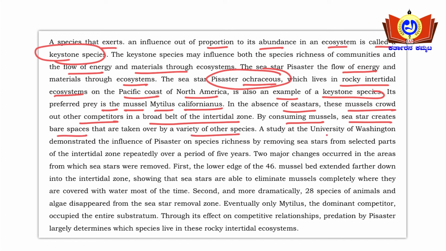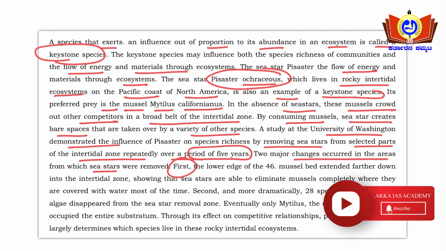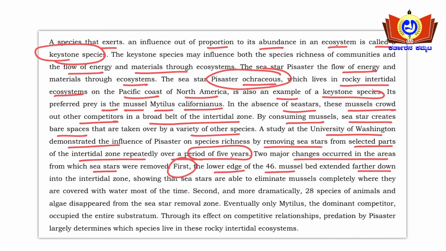A study at the University of Washington demonstrated the influence of Pisaster on species richness by removing sea stars from selected parts of the intertidal zone repeatedly over a period of 5 years. Two major changes occurred in the areas from which sea stars were removed. First, the lower edge of the mussel bed extended farther down into the intertidal zone, showing that sea stars are able to eliminate mussels completely where they are covered with water most of the time.